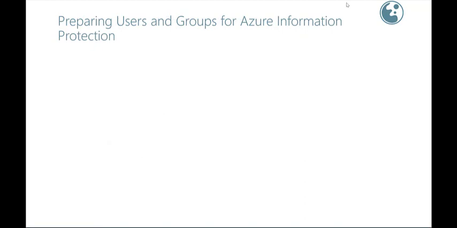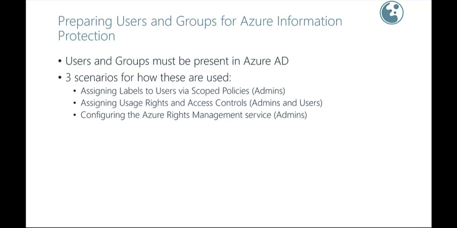Users and groups must be prepared before you can use Azure Information Protection. Users and groups, first of all, they need to be present in Azure Active Directory. There are 3 scenarios for how these are used. So for admins, you need to be able to have users and groups to assign labels via scoped policies. For admins and for users, you can assign users rights and access controls.